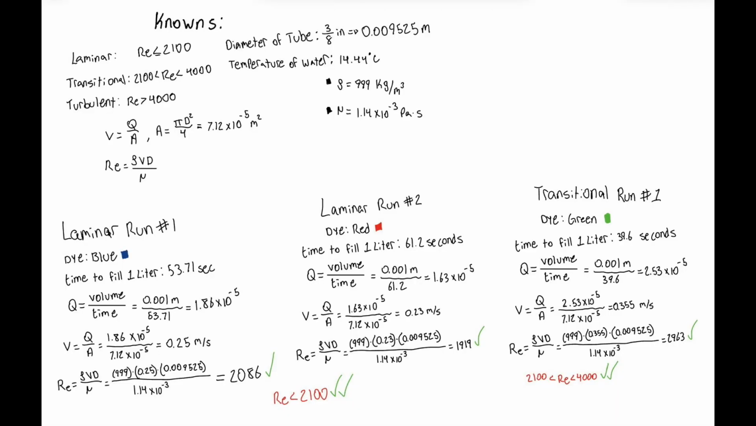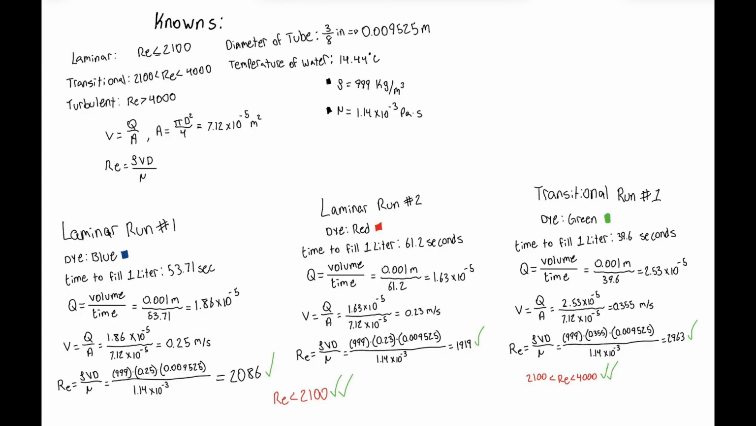So these are our calculations for each Reynolds number for the different flows. I want to go over our knowns and also some of our constants. So for laminar flow, the Reynolds number will always be below 2,100. Transitional will be between 2,100 and 4,000. And turbulent will be greater than 4,000. So the diameter of our tube stayed the same and constant throughout the whole experiment, along with the temperature of the water, the density, and the viscosity.